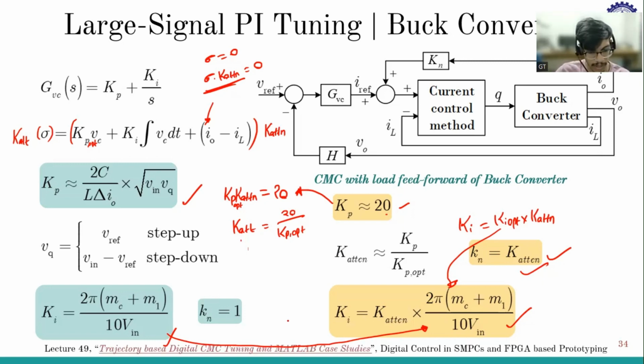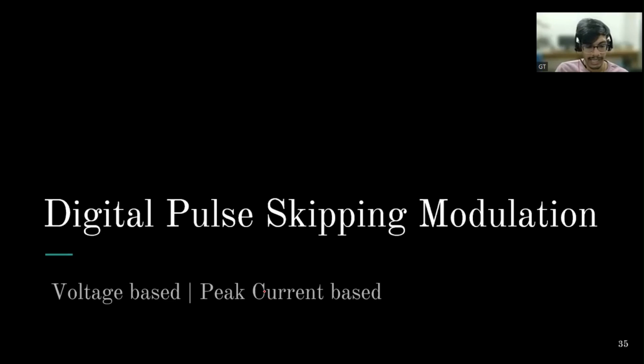Again, this is discussed in lecture 49 of the present course, and Sir has shown the MATLAB simulation of how much improvement you can see in the transient response compared to the small signal model. And then there is something called digital pulse skipping modulation. Today I will not get time to discuss this, but don't worry. During the hardware, when Sir is implementing hardware, Sir will be discussing the Verilog code of pulse skipping modulation, which is also called PSM.